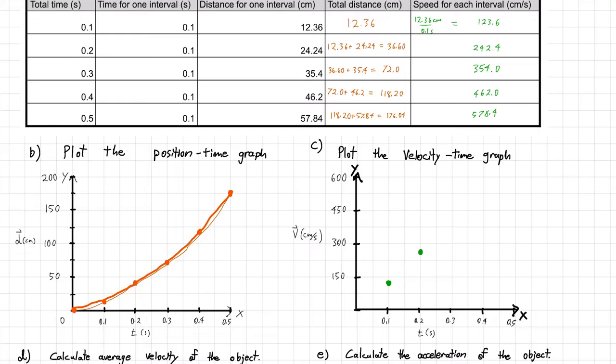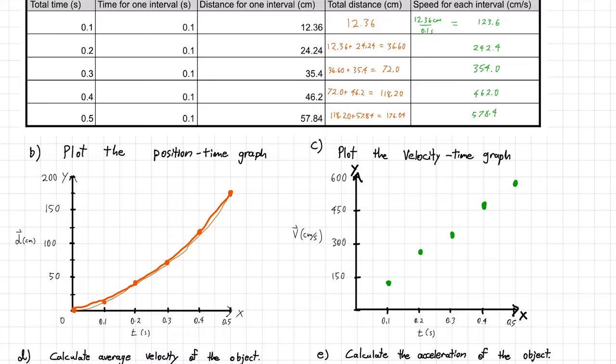You don't want to spend too much time trying to measure these out. You can just go with your best estimate, be as accurate as you can. Then moving on to 0.3 seconds, 350 centimeters per second. Somewhere around there. 0.4 seconds, 462. Will be just above the 450 mark. And then final point, 0.5. Just shy of 600.